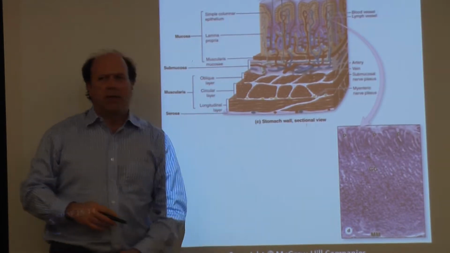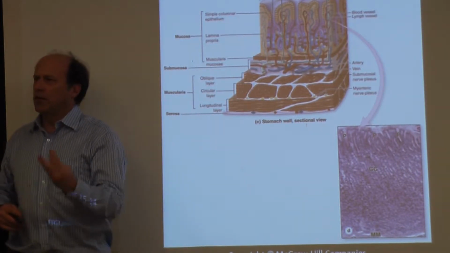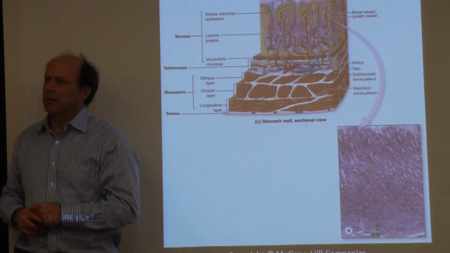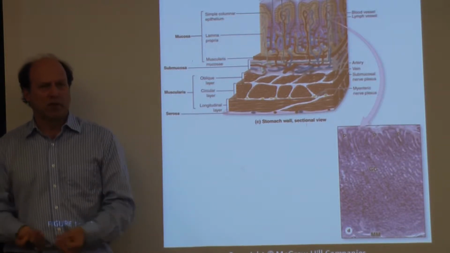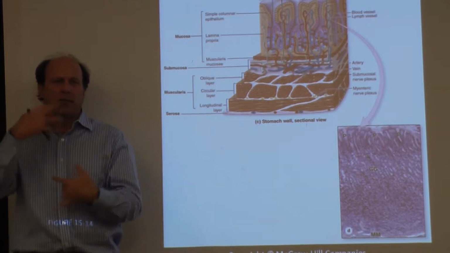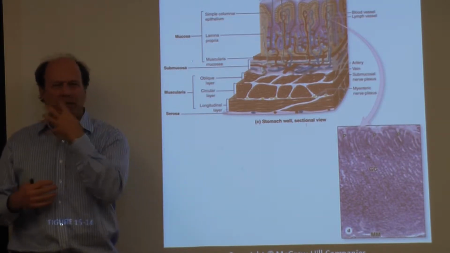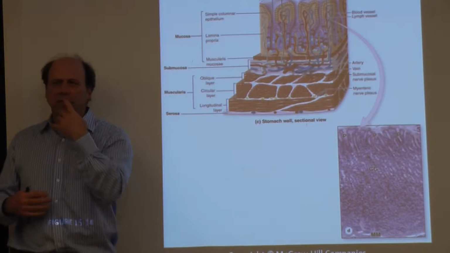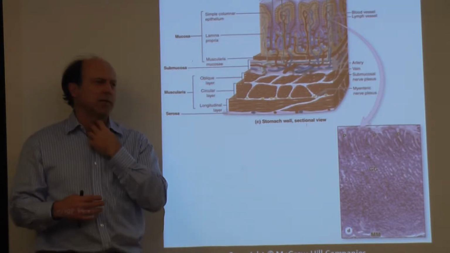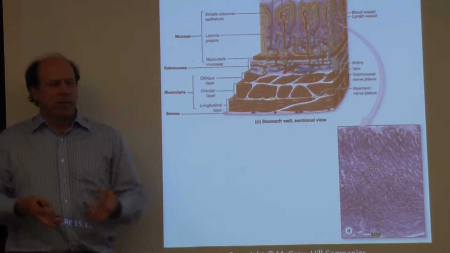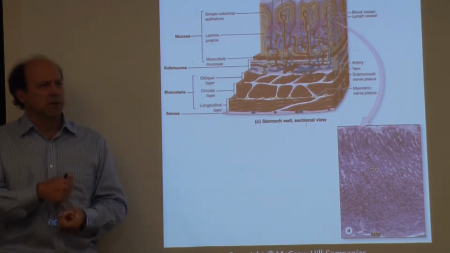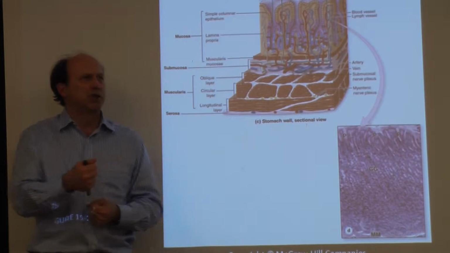Why would you have 3 layers in the stomach instead of just 2 like you have in the intestine? Well, what's the job of the stomach? The stomach is churning. It's got to take that raw food that's coming in, you've masticated it, and you've mixed it with saliva, and you swallowed it, it's gone down the esophagus, dumps into the stomach, and the job of the stomach is to make that into mush.